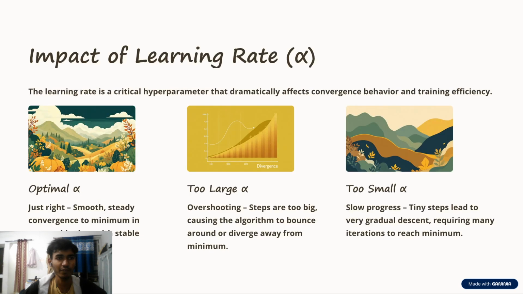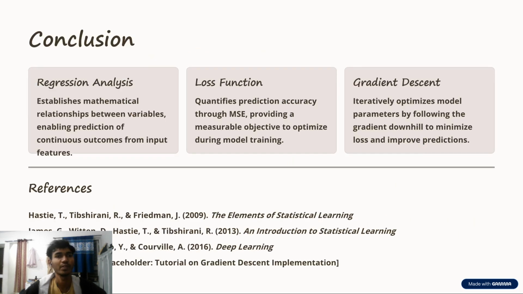Impact of learning rate alpha. The learning rate is a critical hyperparameter that dramatically affects convergence behavior and training efficiency. Optimal alpha: just right, smooth steady convergence to the minimum in reasonable time with stable behavior. Too large alpha: overshooting. Steps are too big, causing the algorithm to bounce around or diverge away from the minimum. Too small alpha: slow progress. Tiny steps lead to very gradual descent, requiring many iterations to reach the minimum.